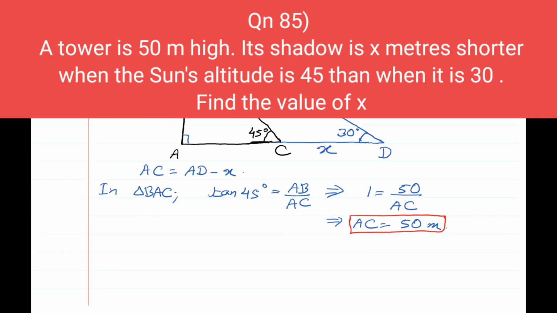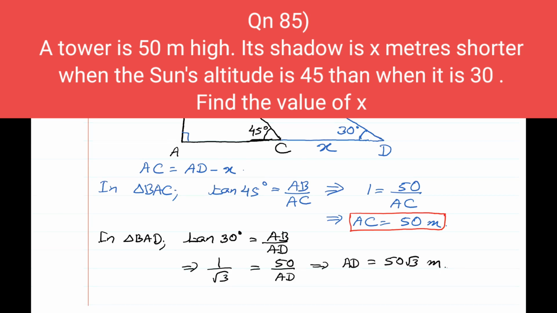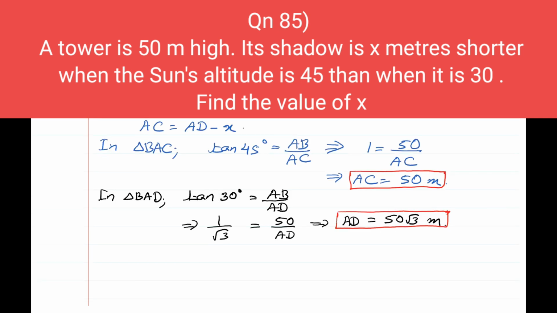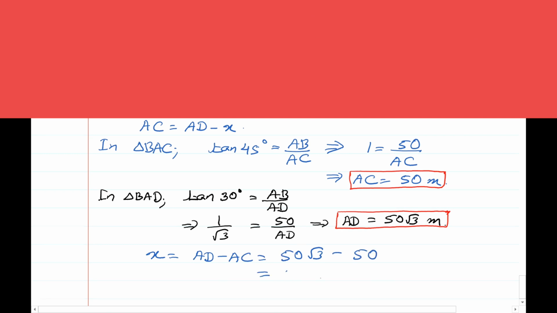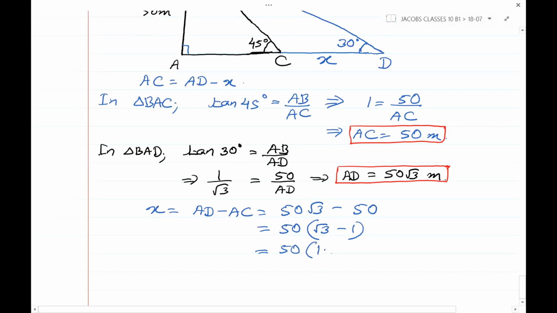Now we'll take the triangle BAD. In triangle BAD, tan 30 degrees is equal to AB upon AD. As you know, tan 30 is 1 upon root 3. So now we will subtract. We want to find X. X is equal to AD minus AC. That's equal to 50 root 3 minus 50. So I will take 50 outside, then root 3 minus 1. Root 3 is 1.732, and this minus 1 means 50 into 0.732. So 36.6 meters is the answer.